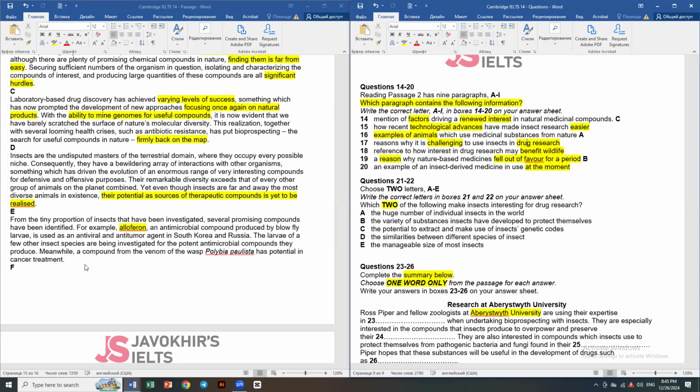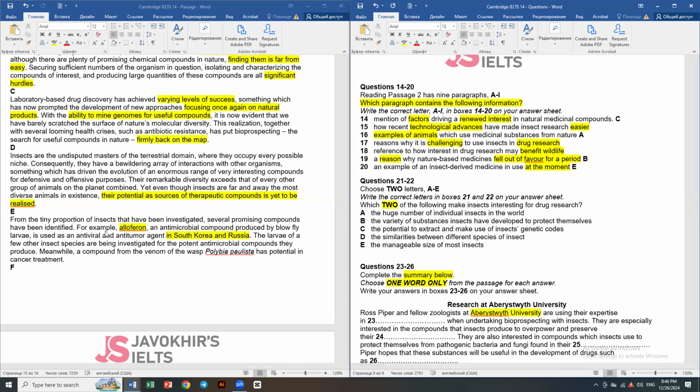So it is just talking about a particular insect where they developed an antibiotics, which is pretty much used as an antiviral and anti-tumor agent in South Korea and Russia. So the larvae of a few other insect species are being investigated for the potent antimicrobial compounds. So paragraph E, very interesting. So the paragraph E has to be 20 at the moment.